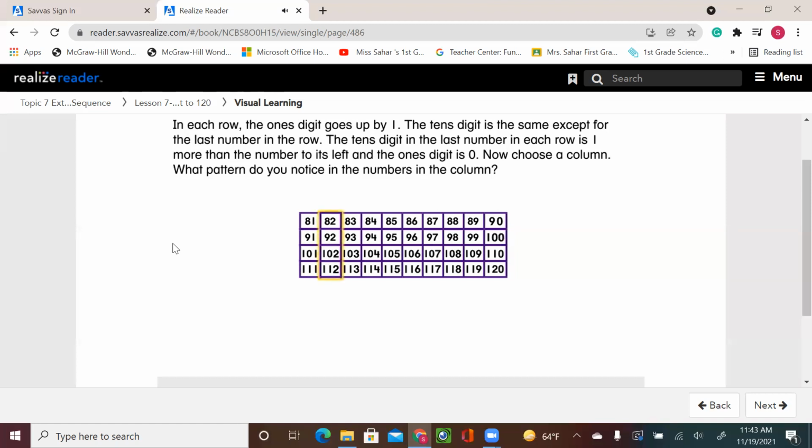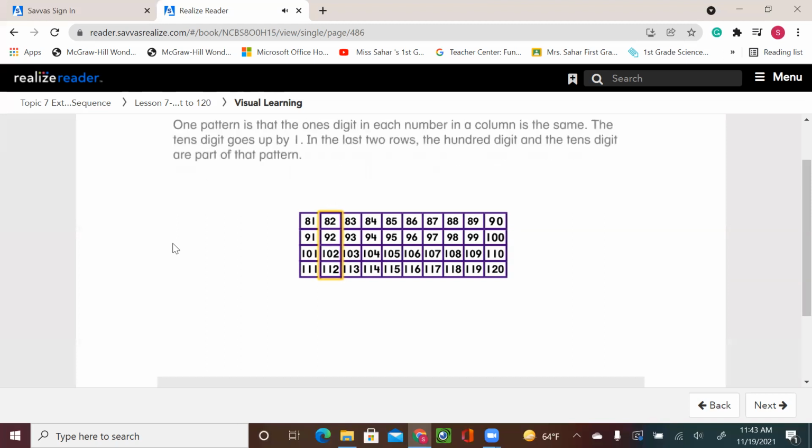Now choose a column. What pattern do you notice in the numbers in the column? One pattern is that the ones digit in each number in a column is the same. The tens digit goes up by 1. In the last 2 rows, the 100 digit and the tens digit are part of that pattern.